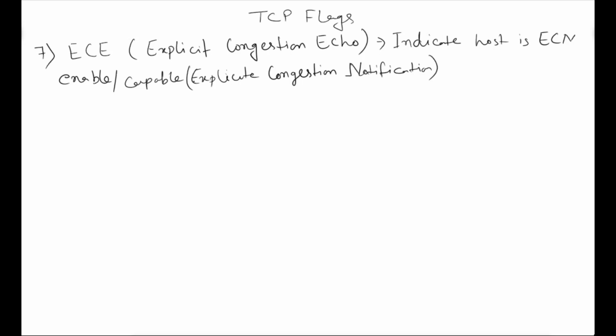So this flag indicates that the host is ECN capable during the TCP handshake, and this is notified by the ECN field in the IP header set to 11, meaning the ECN header bits will be set as 11. Whenever this is set as 11, only then does it understand that it is an ECN field and that the host is ECN capable.